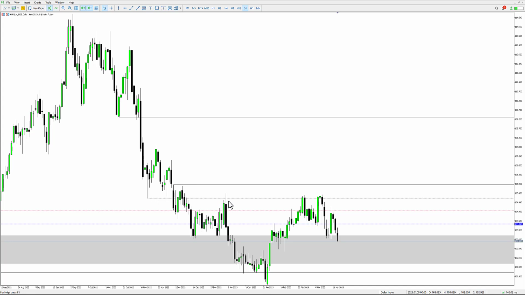You can see here, this is where we found resistance and drop. We came back to that level, found resistance and drop. The same level, found resistance and drop, right? So as long as price is trading below 103.810, I would maintain that the bears will actually be quite strong in terms of pushing price lower.